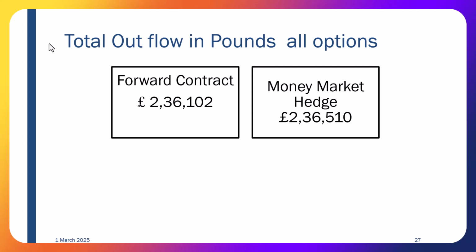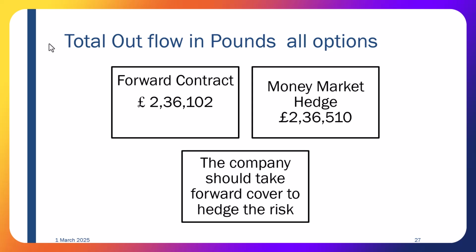Now just see both the things. When you took a forward contract, it was 2,36,102. When you took a money market hedge, it was 2,36,510. So which is better? You should go for a forward cover, because here the forward cover is coming out better. Is that okay? Have you followed? You will be reading or watching the video again to go through it.